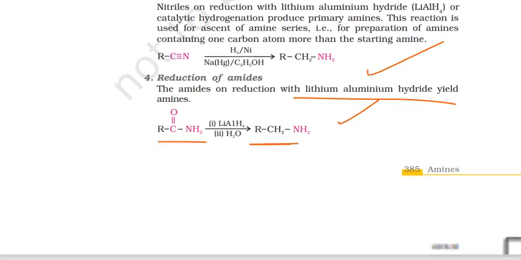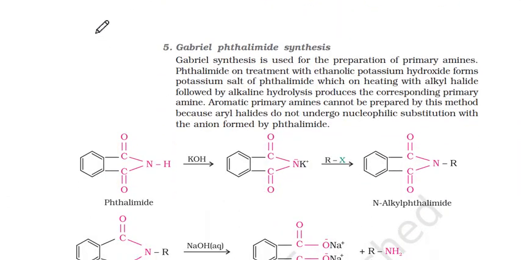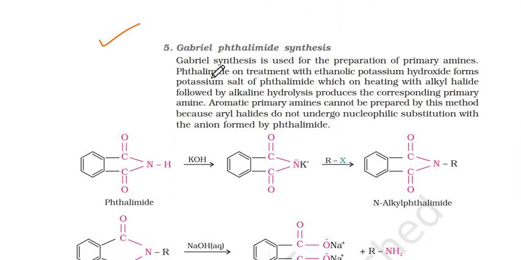Then you have Gabriel phthalimide synthesis, very important. Gabriel synthesis is used for the preparation of primary amines. Phthalimide, just look at the structure of phthalimide first. On treatment with ethanolic potassium hydroxide, you're taking KOH, a base, it will form a potassium salt. This H is going to get out, this will have a negative charge, and this K positive from here is going to attack, and you will get a salt. Fine, the potassium salt you got.